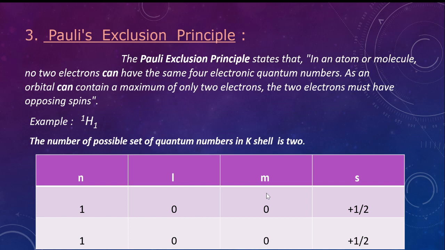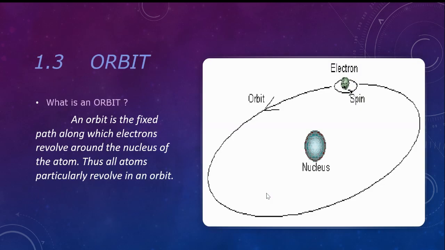So this is about the Pauli's exclusion principle. This principle says that no two electrons will have all the quantum numbers the same. They differ at least in one quantum number, that is the spin quantum number. So till now we have seen the three principles to write the configuration. That means while writing the configuration of an element, we should follow all those principles: the Aufbau principle, Pauli's exclusion principle, and Hund's rule of maximum multiplicity.